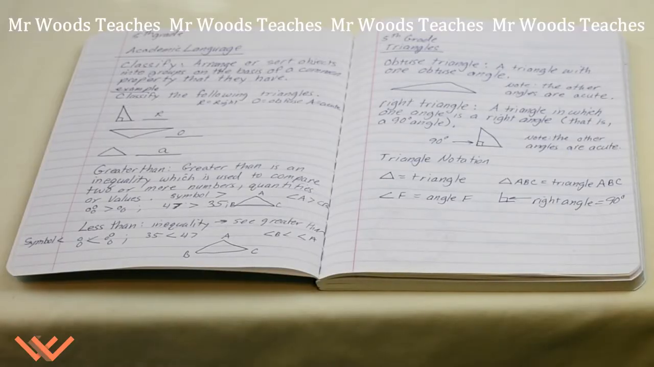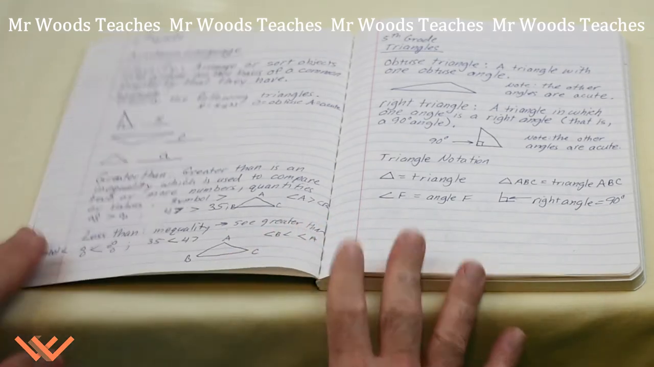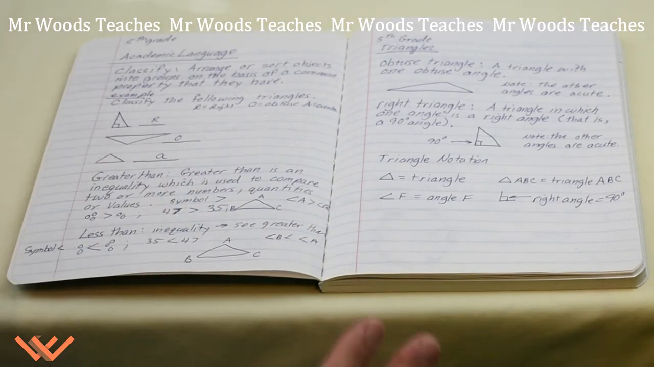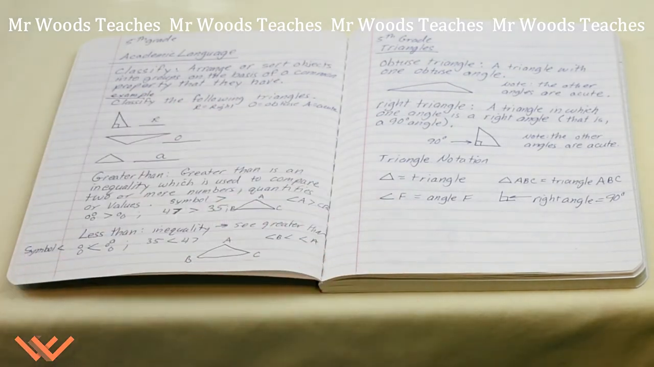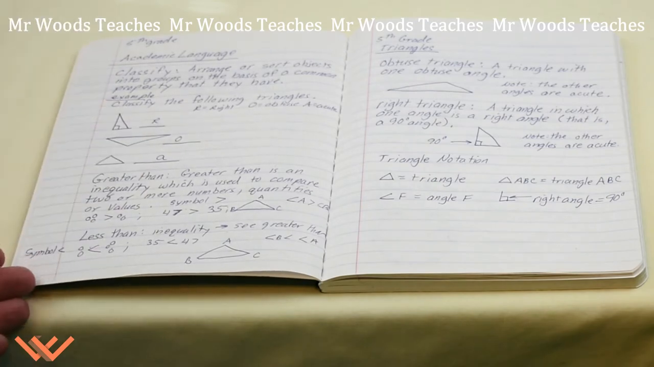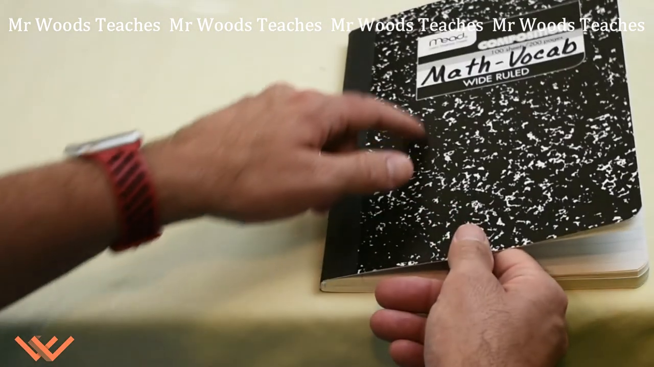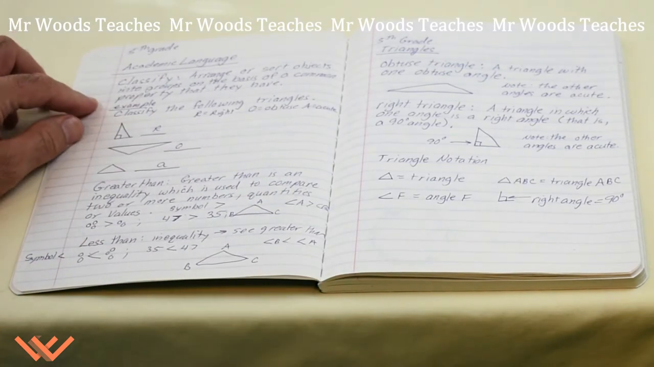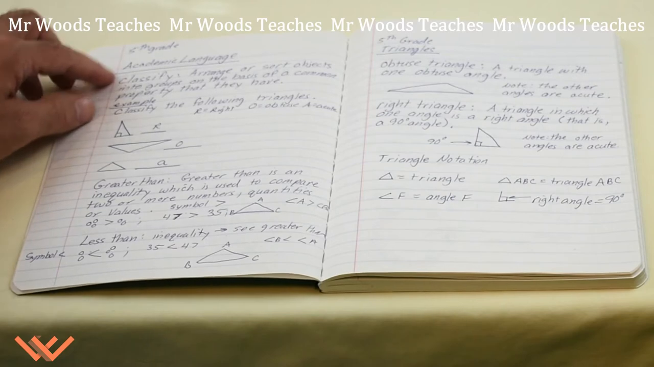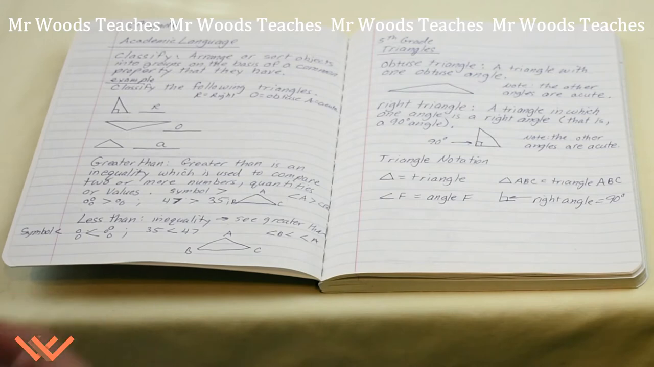Hi mathematicians, this is Mr. Woods Teaches, and today I'm giving you some instruction on how to take notes. Now, this is a great example of how it should look, but many times while you're taking notes in class, it's not going to be this neat. What I recommend is that you take your notes, and then you have a separate notebook that says math vocabulary, where you can take your time and write it out. I highly recommend doing it in printing because it's easier to read. You don't have to figure out, is that a Y or a Q or whatever, when you're doing handwriting.